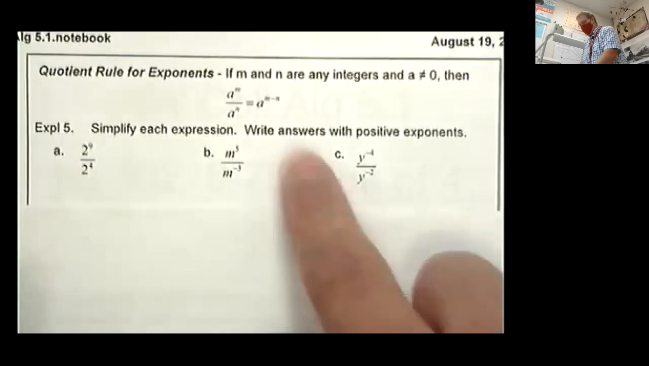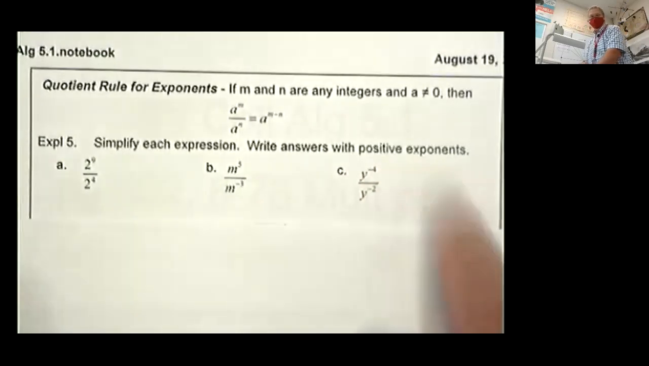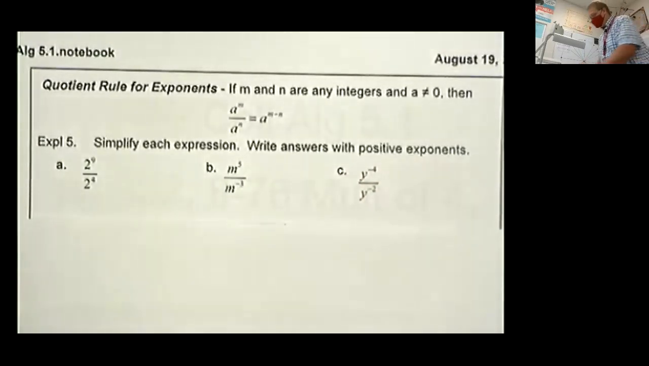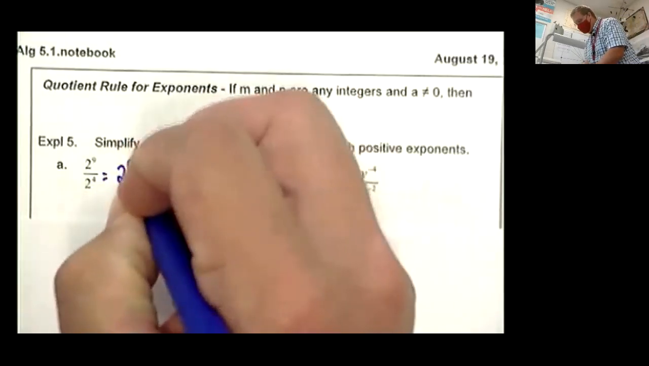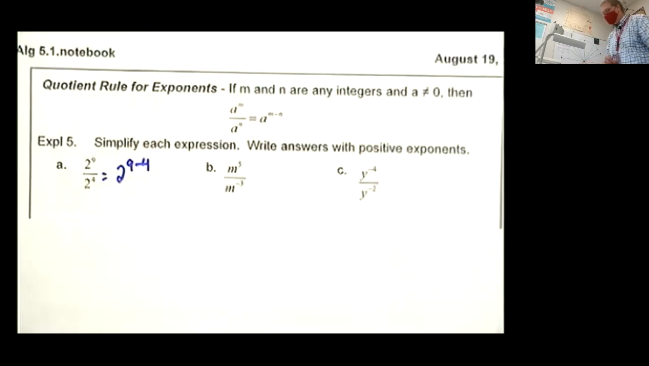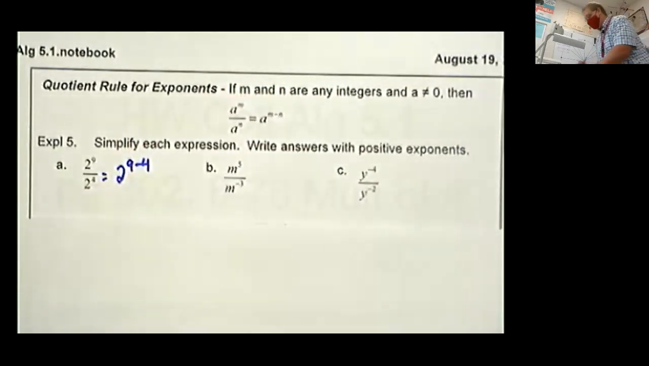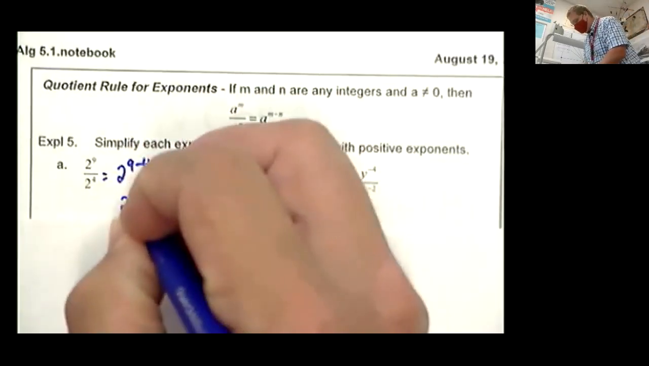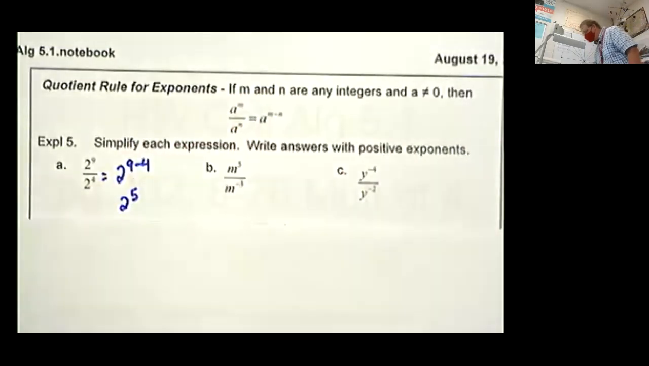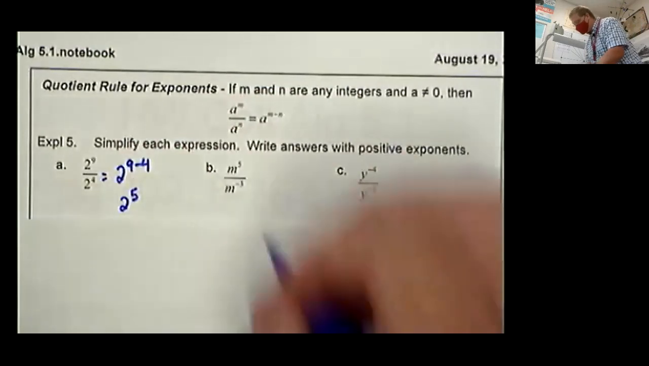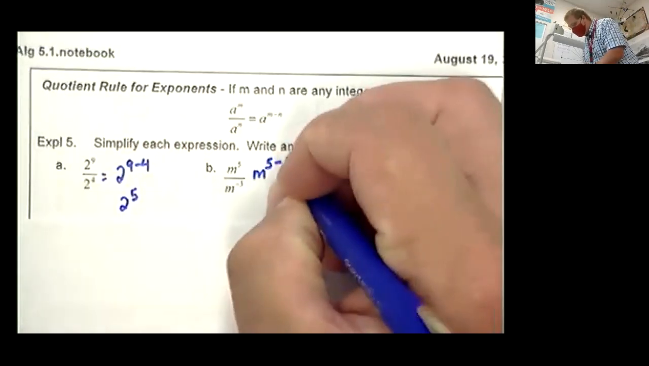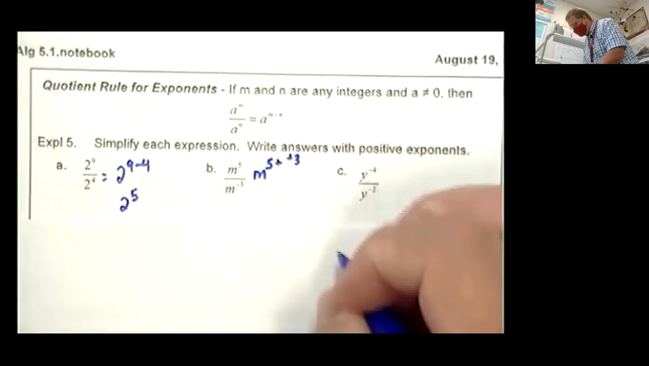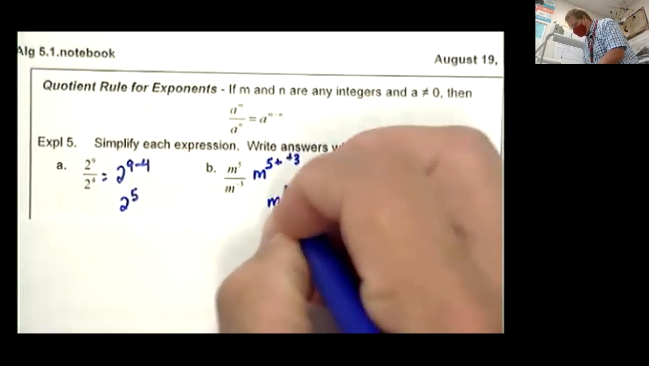We're going to write, again, answers with positive exponents. That's in exponential form. Here we go. So 2 to the 9th over 2 to the 4th. This is going to be 2 to the 9 minus 4. If we're dividing the same bases, we're subtracting the exponents. That's 2 to the 5th. Letter B, same thing with variables. Doesn't matter if it's negative, still works the same way. This is m to the 5th minus a -3, which turns into positive, and that's m to the 8th.